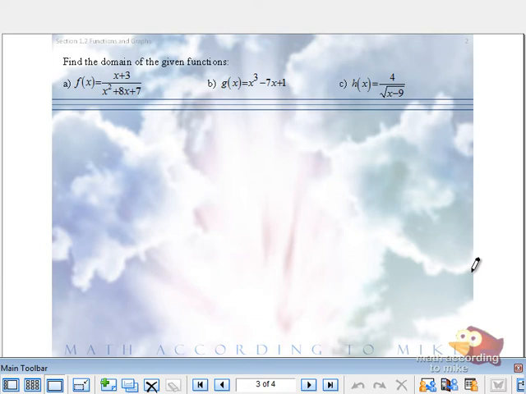Anytime you're asked to find the domain algebraically, you compare it to this list and you find any numbers that it's going to violate these rules. So, in part A, do we have a possible division by 0? Yes, because we have a fraction and there's a variable in the denominator. This type of function is what's called a rational function. Rational is just fancy talk for fraction.